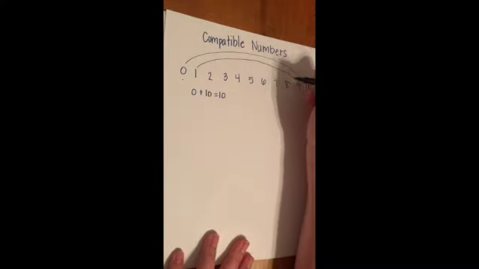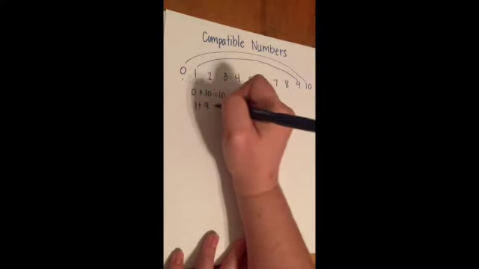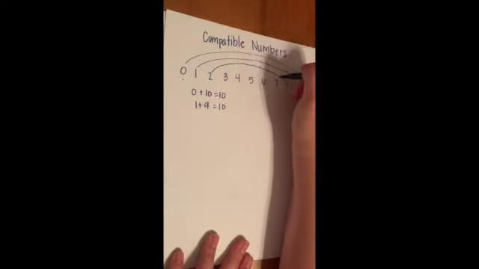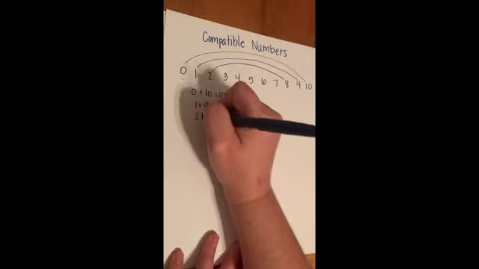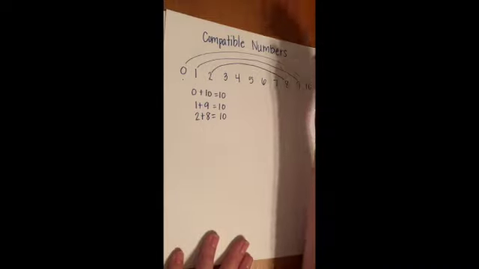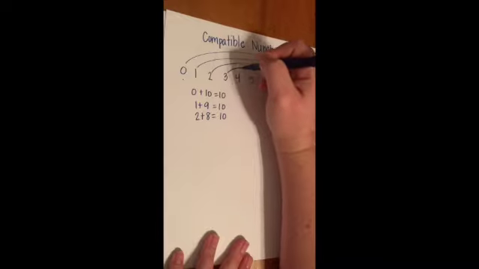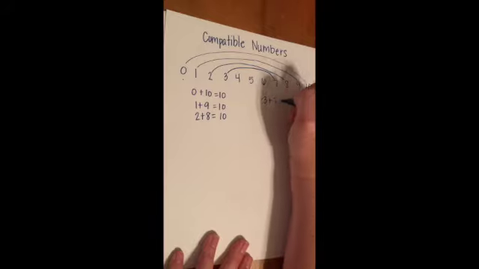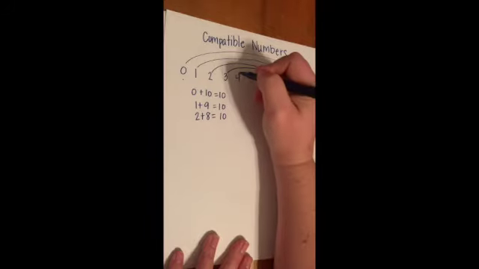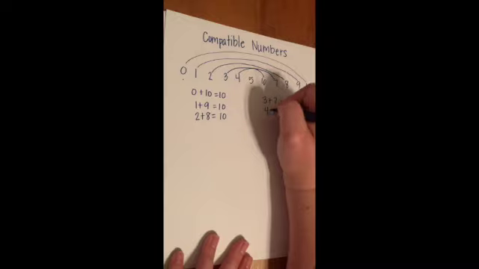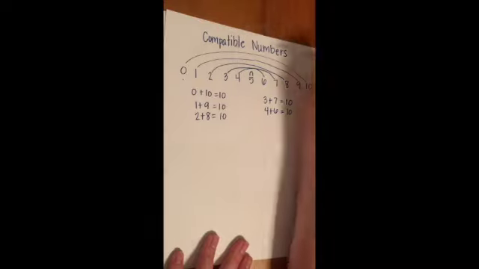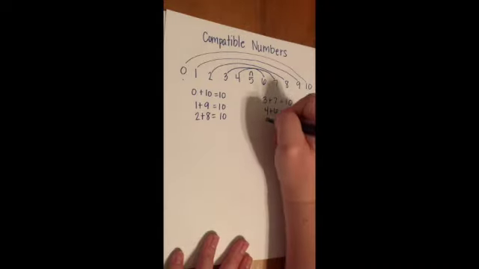1 plus 9 equals 10. 2 plus 8 equals 10. 3 plus 7 equals 10. 4 plus 6 equals 10. And because 5's right in the middle, we have to double it. So 5 plus 5 makes 10.